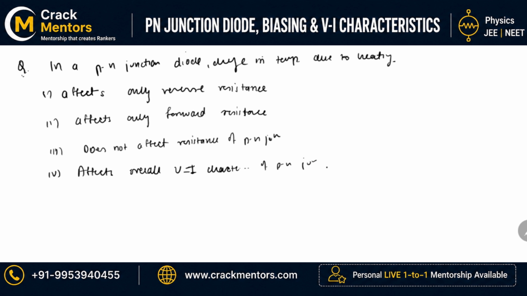Okay, I think this sort of question is only understood when it is done in the form of a question. So just have a look at this and try to figure out which is the correct answer here. If you read it, it says that there is a PN junction diode, and when I change the temperature by heating, what will happen? Will it affect reverse bias resistance? No, if resistance is affected, then it will be of both the reverse bias and the forward bias. So neither option A nor option B is correct.